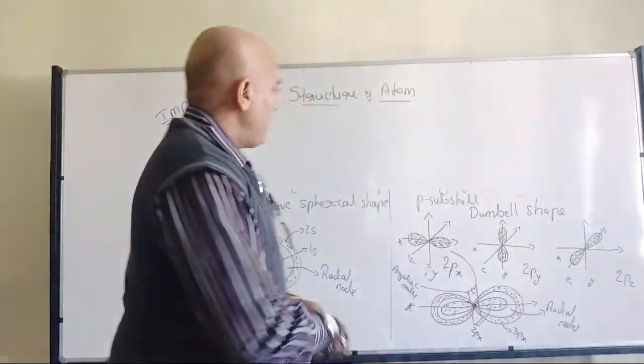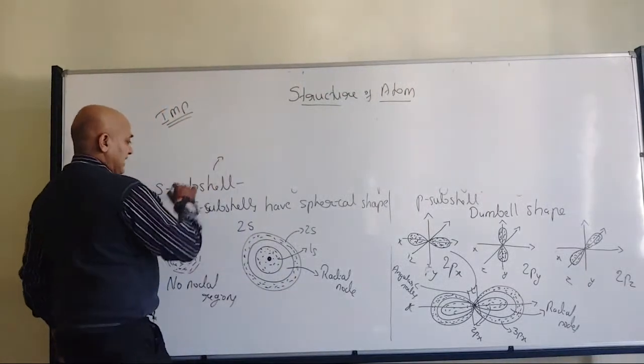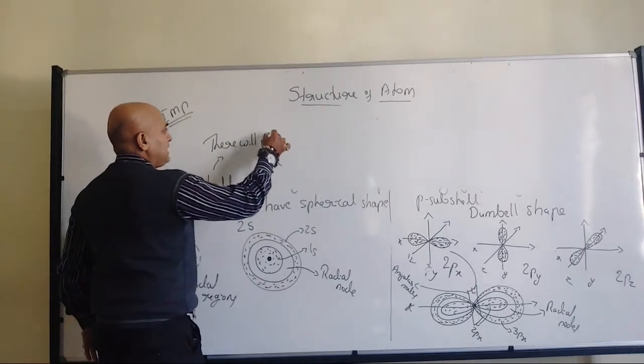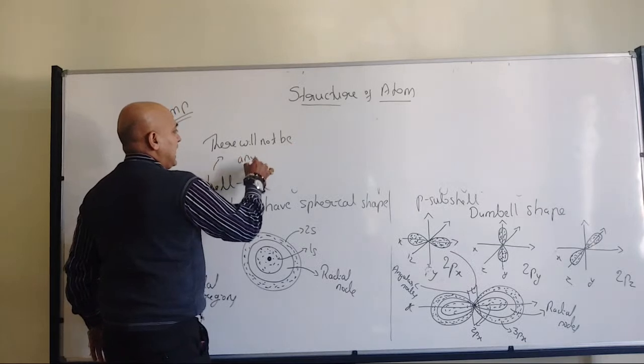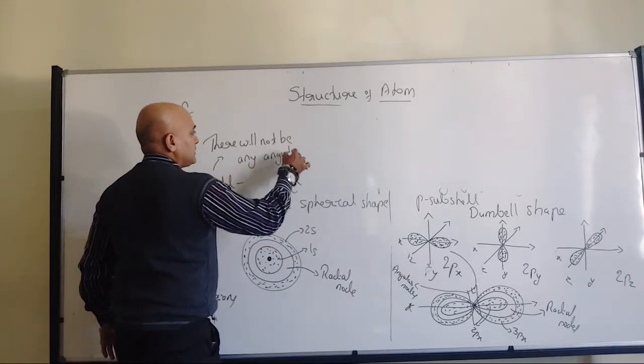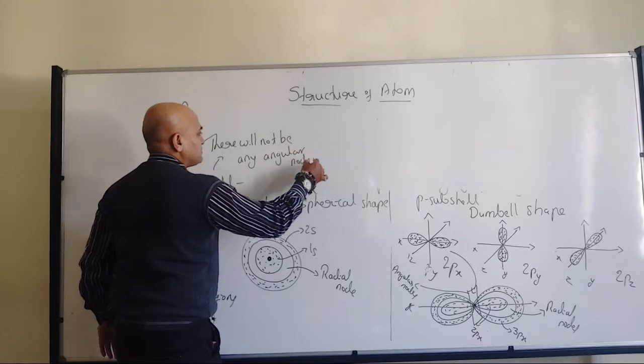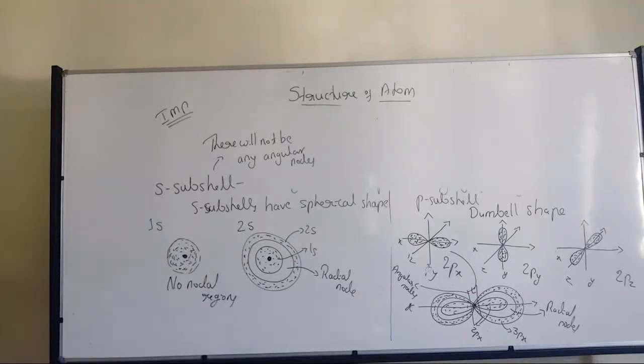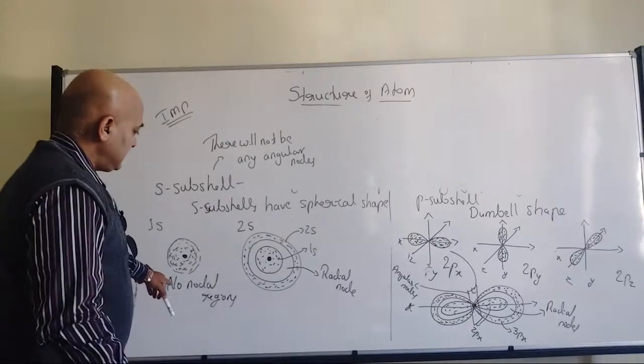Now, on the S subshell side, I can write that there will not be any angular nodes, because it is a spherical shape. Whether you take 2s, 3s, 4s, whatever it is, there will not be any angular nodes. But when it comes to 1s, no nodes at all, no radial nodes with respect to 1s. That's what I have written here.